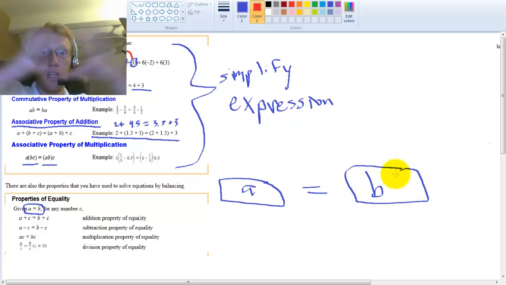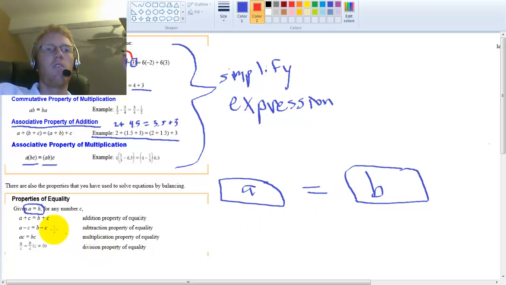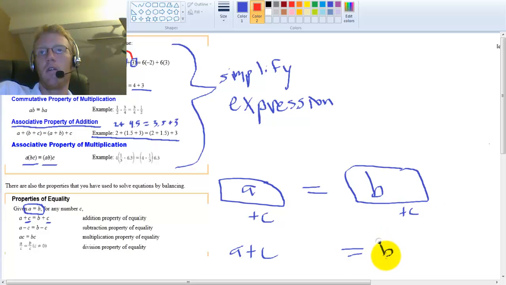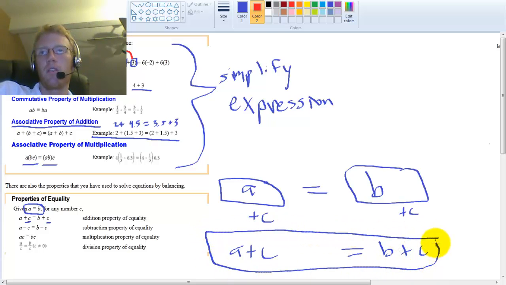It could be really big, complicated things here on the left and here on the right. If you add the same number C to both sides, so plus C, plus C, the new equation that you get, which is A plus C equals B plus C, this equation is also true. So if this was true, then this is true.